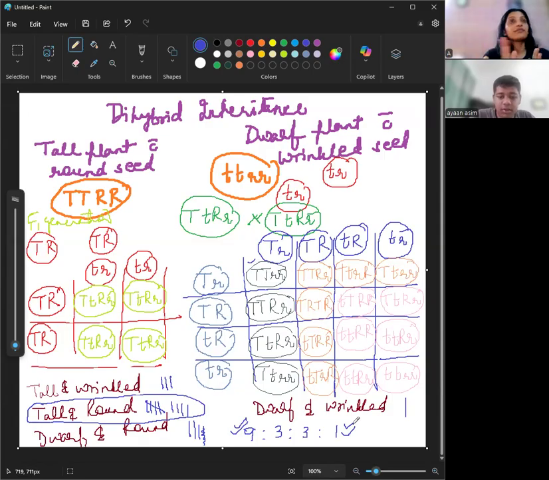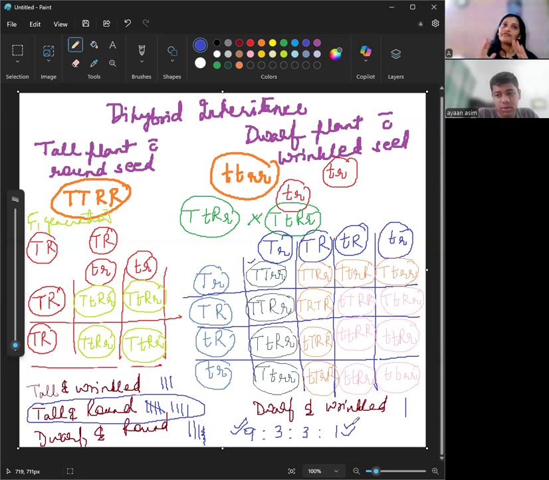Now, did you notice anything? I had taken two characters, one was height and the other was the kind of the seed. No character interfered with the expression of the other character. If round was doing its own thing, the round was doing it on its own way. Same thing with the tall or dwarf character. So that means in dihybrid inheritance, there is no interference from the other character's expression. So this is called the law of independent assortment.